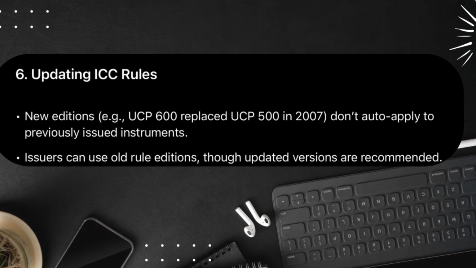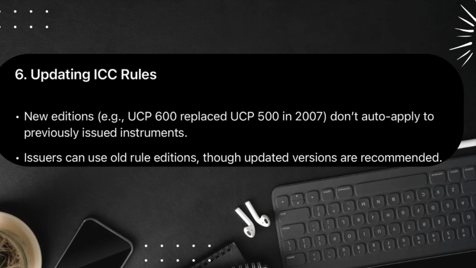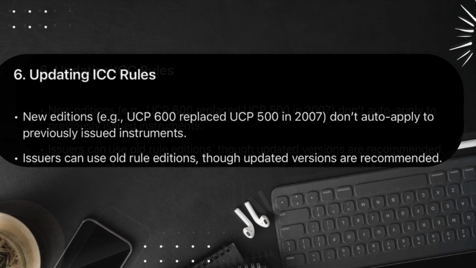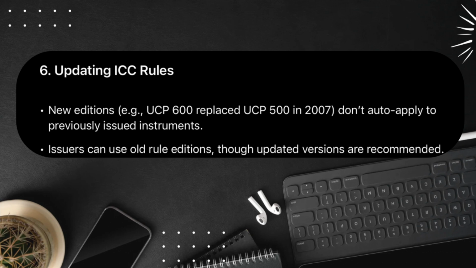So, if a demand guarantee was issued under UCP 500 before UCP 600 was introduced, it will remain governed by UCP 500. It's also possible to use an outdated version, but it's generally advised to apply the latest version.